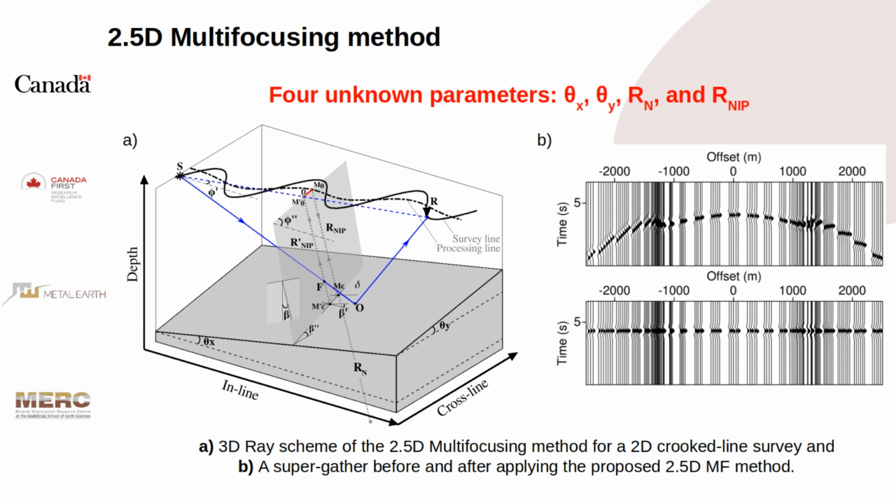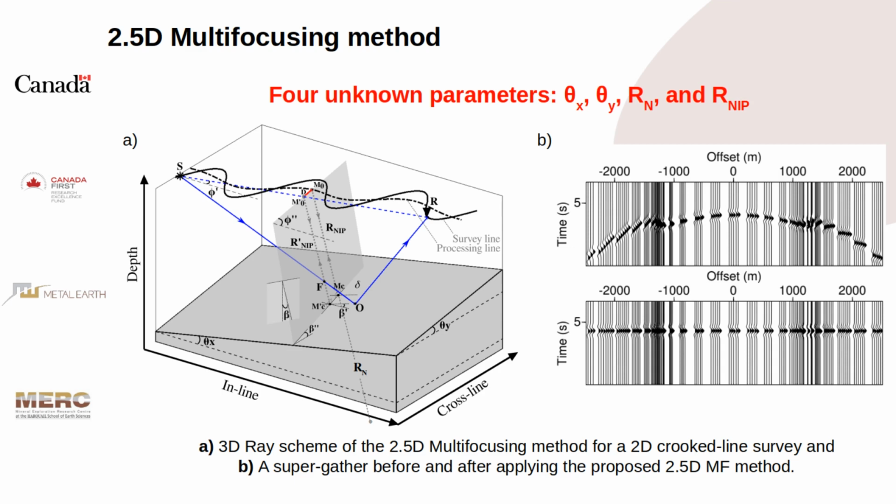This figure shows ray geometry for a crooked line survey configuration above a 3D dipping reflector with both inline and cross-line dip components. The black solid and dashed lines are the survey and processing lines respectively. The solid blue line is the reflection ray path, which is generated by a randomly located source on the crooked profile, intersects the central plane at point F, hits the dipping reflector at point O, arriving back to the surface, and is recorded by the receiver R.